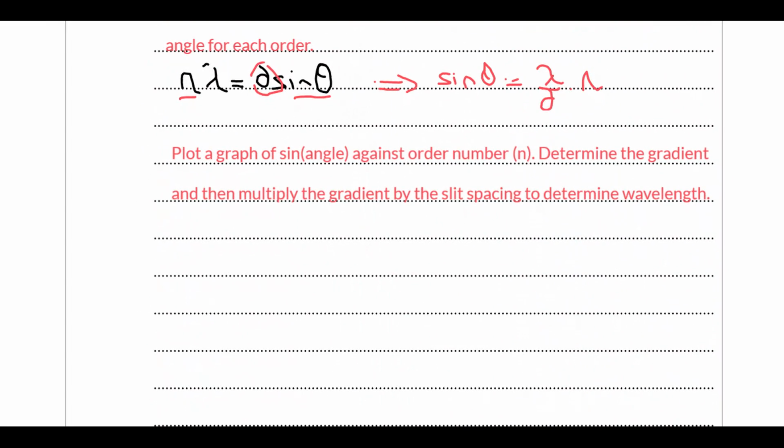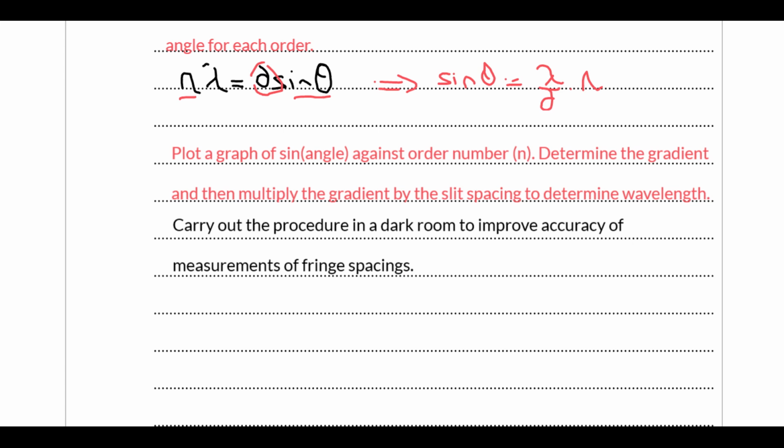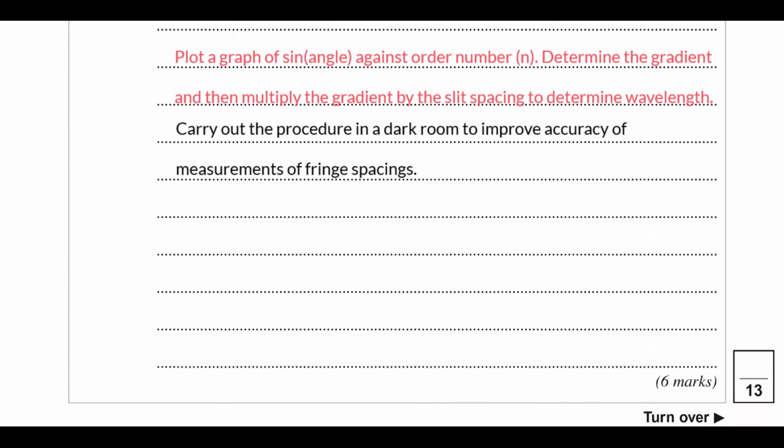So this is what I mentioned earlier about doing it in a darkened room to make measuring between centers of the fringes more straightforward. So carry out the procedure in a dark room to improve the accuracy of measurements of fringe spacings, because if you do it in a darkened room, the fringes are going to be much clearer without the interference of outside light, so making those measurements is going to be more accurate. All right, so that finishes that question.